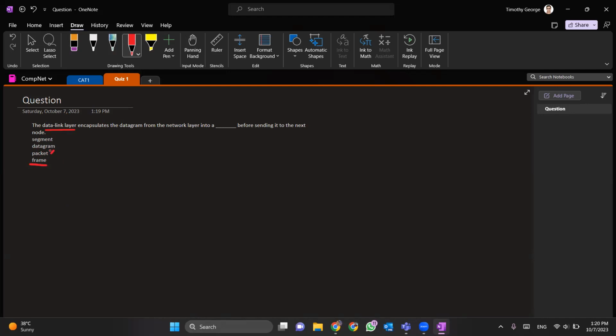So it's not packets. We can just eliminate each one. It's not datagram. This is a tricky part, because it's trying to confuse you with the protocol related to the data link layer. It's not a segment. No, we have not come to any of the protocols yet. So you have a datagram from the network layer and it's encapsulated into what? That answer is clearly frame. So in this question, frame is going to be the answer.